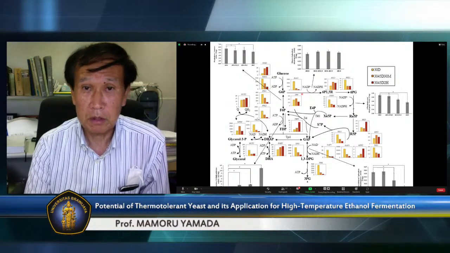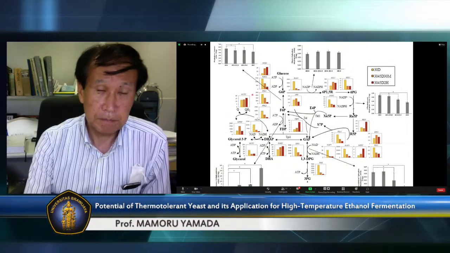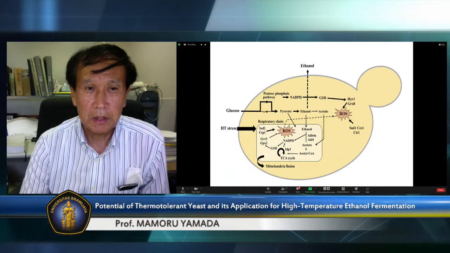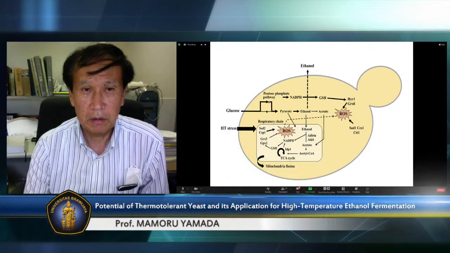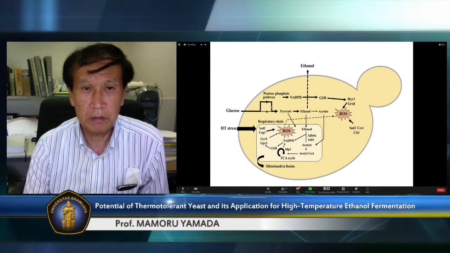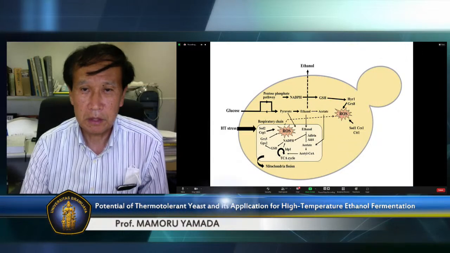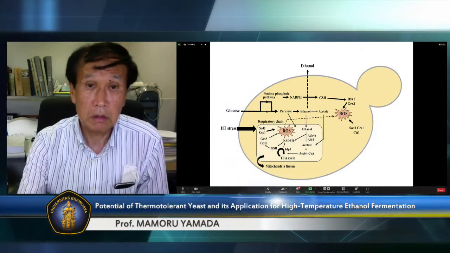At high temperatures, NADPH levels are higher, and this is like a model. At high temperatures, the pentose pathway, like a cyclic pathway, produces NADPH and removes ROS, which is accumulated at high temperature.